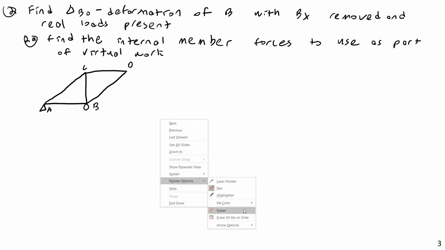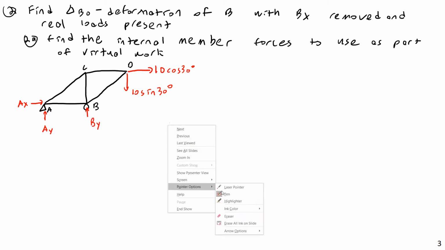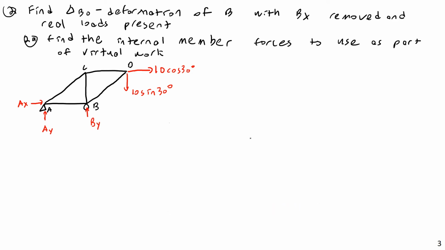So I went ahead and broke down my force at D into x and y components. In the x, I have 10 cosine 30 toward the positive x direction, and then 10 sine 30 in the negative y direction. And then the reactions, I'm going to have an AX, an AY, and a BY.